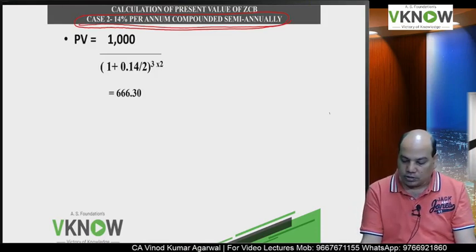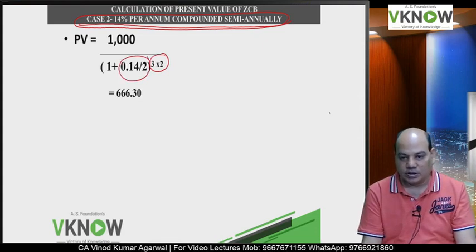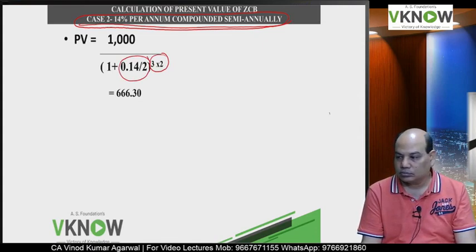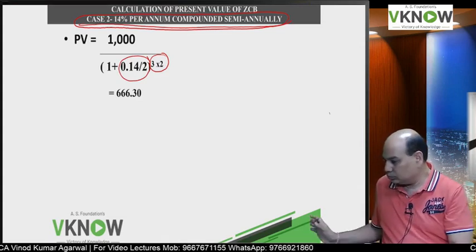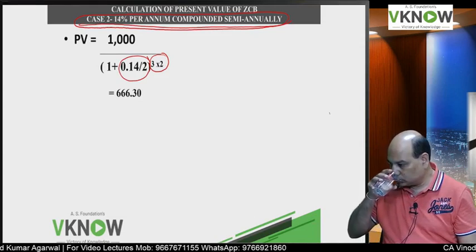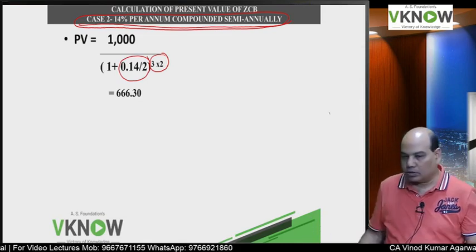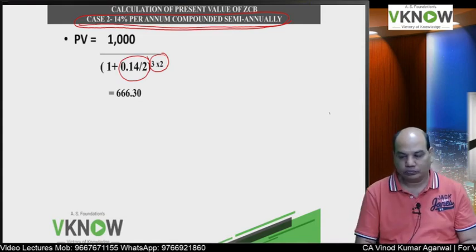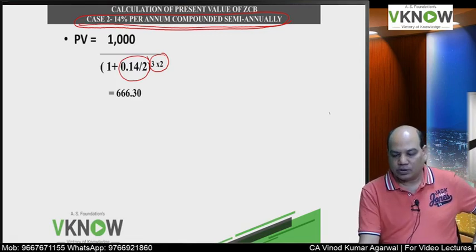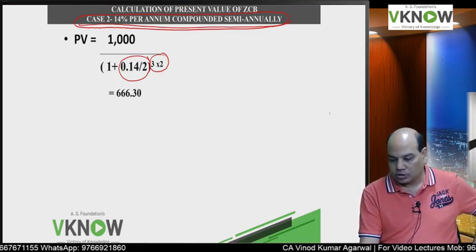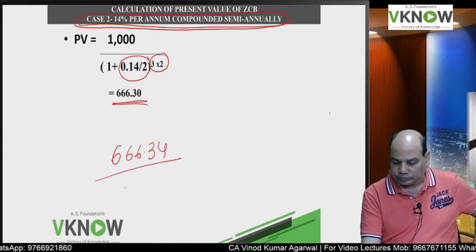Now what I'll do, I will take the number of years here as 6, and the discount rate I will take 7% here. Solve. Anybody wants to answer? $1,000 divided by 1.07 and press equal to 6 times. So this comes to 666.34. That is also right.